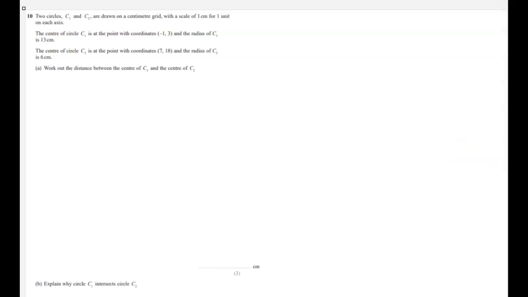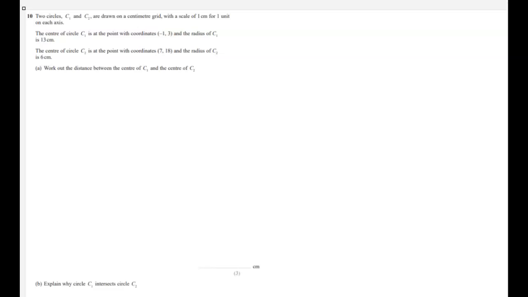Okay, so here it is really asking for the distance between the center of C1 and C2, and we've got two circles with different coordinates and different radii. Say for example, they're really just asking about the distance between the centers, right? So now I've got the coordinates of the centers, one being (-1, 3) and the other (7, 18).